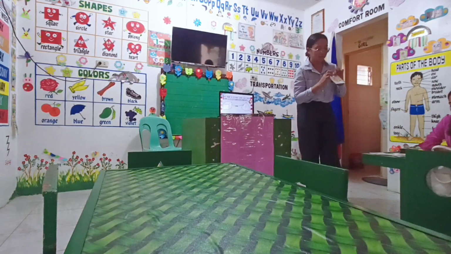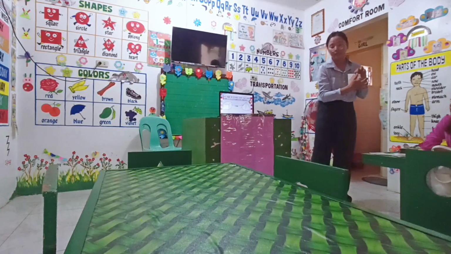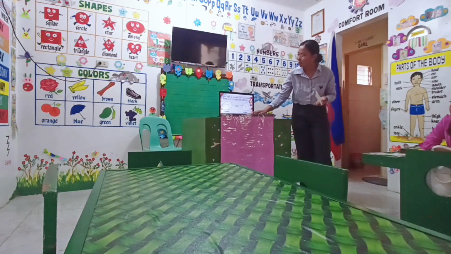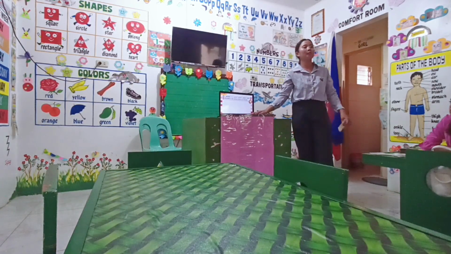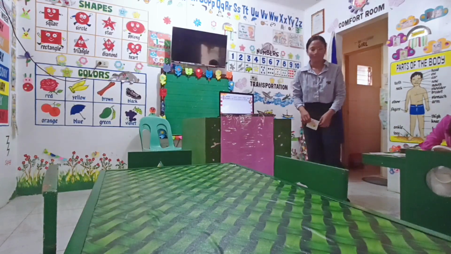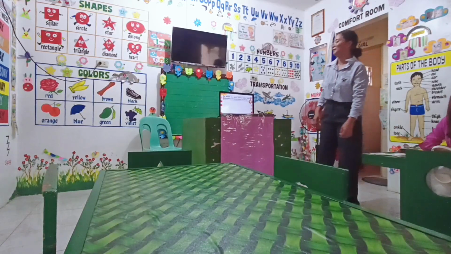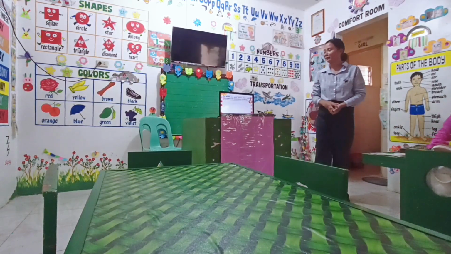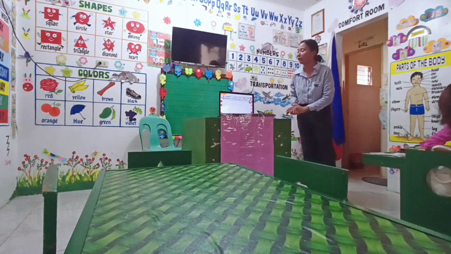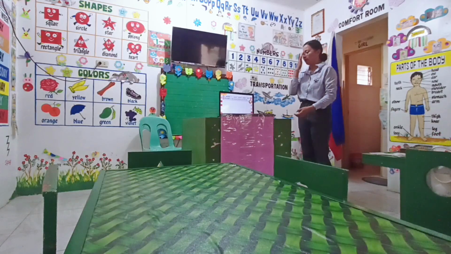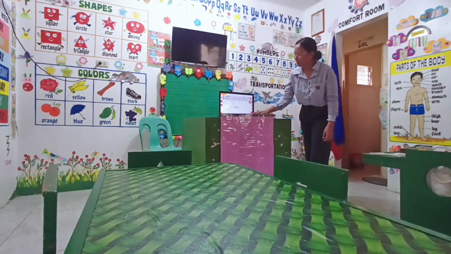Okay, so these straight lines that you can see here are the edges. Now let's proceed to the vertex. Who will read? Yes, Risha. A vertex is a point where edges meet. Vertices is the plural form of vertex. Again, class, what is the plural form of vertex? Vertices. Very good.